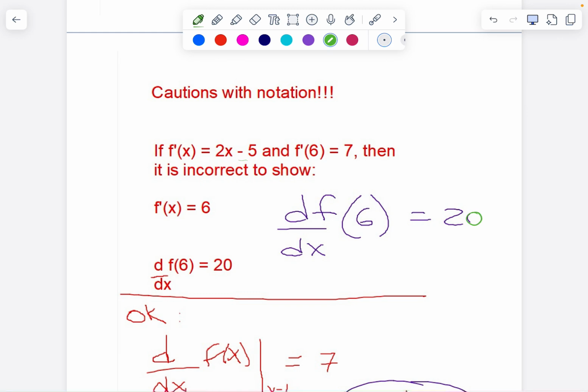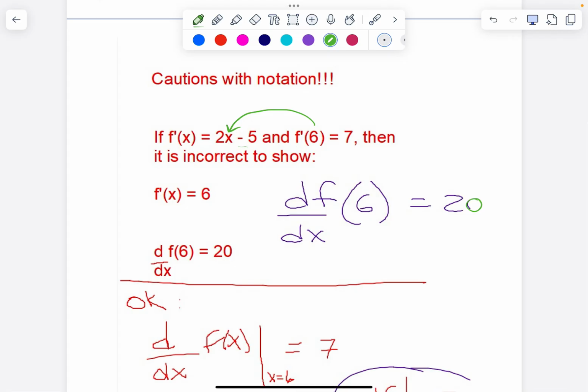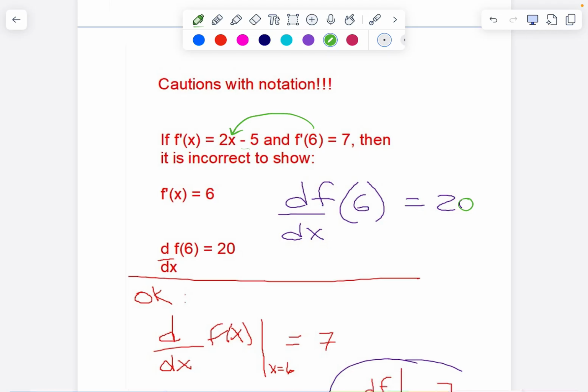If f prime of x is 2x minus 5, f prime of 6, that means just plug in 6, right? It's right there. So that's 7. That's the slope at some point on this graph. Then it's incorrect to show it like this. F prime of x is not 6. F prime of 6 is something, okay? df dx or d dx f of 6, that's just the same thing. It's not 20. So we're not showing it that way.